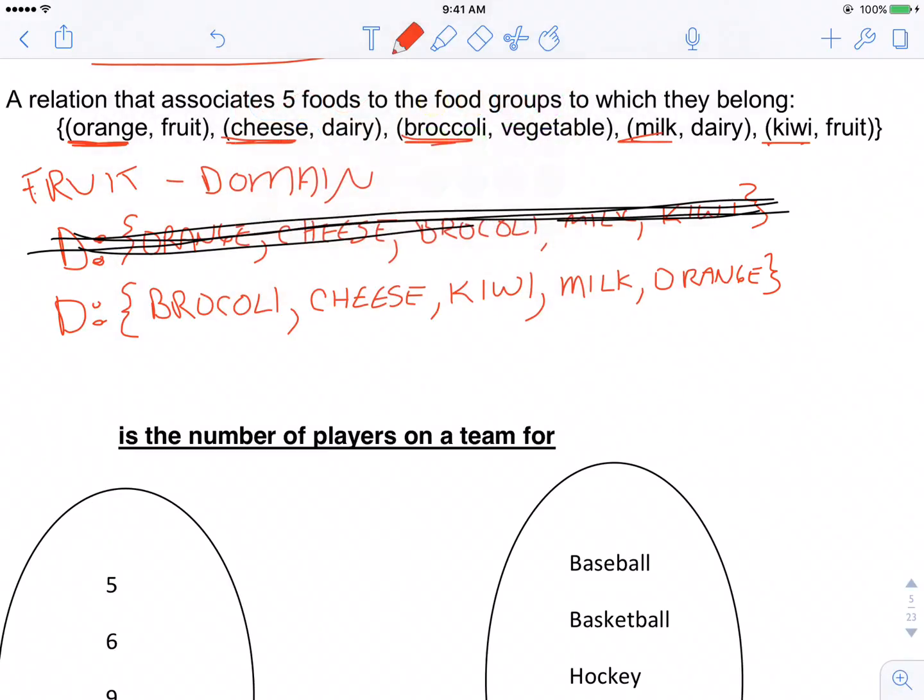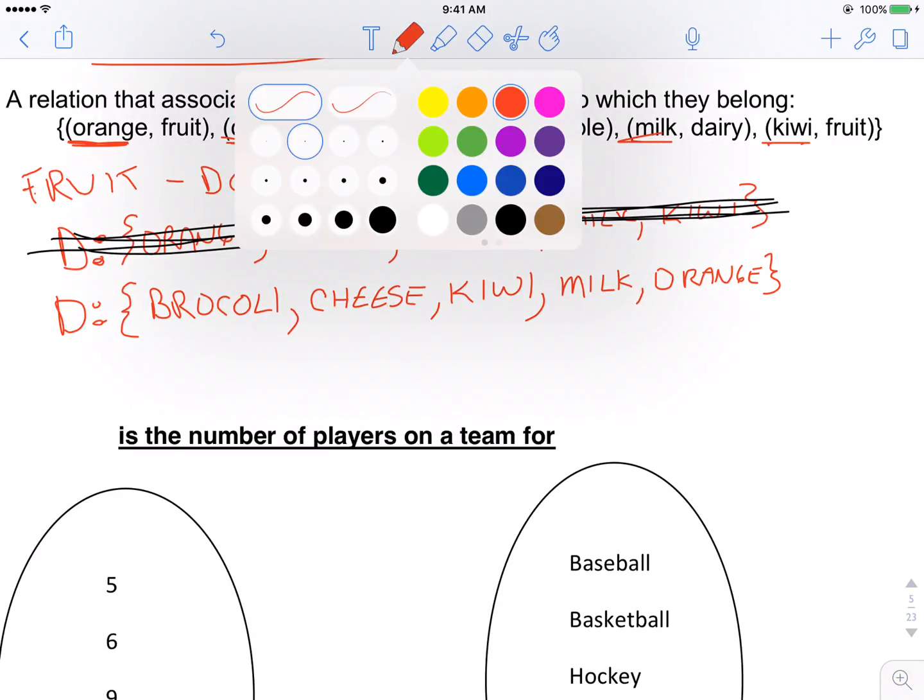Now we list out our range values. Our range are, I'll do that in a different color. Let's go with purple.